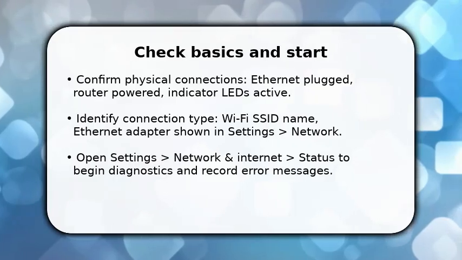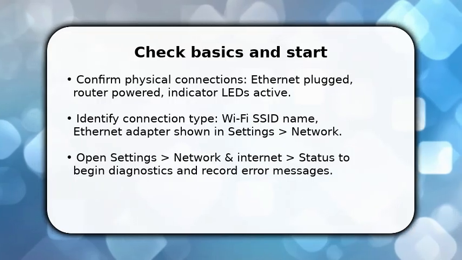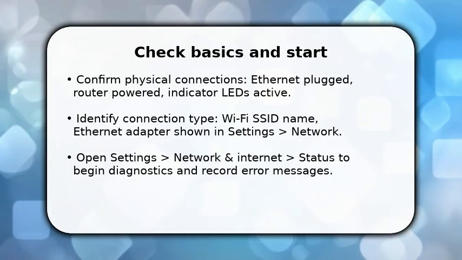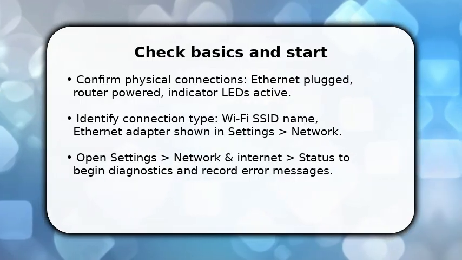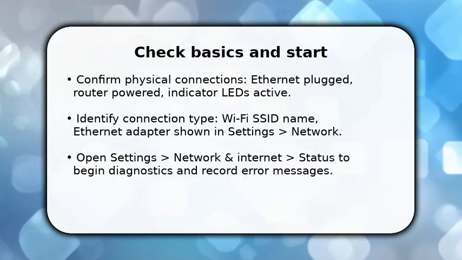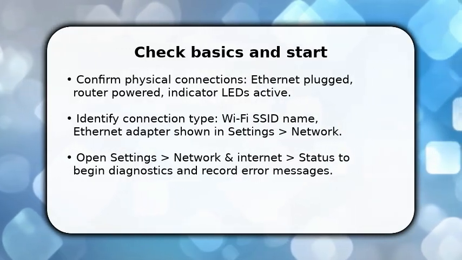You'll start by verifying essentials and capturing the first clues. Check cables and router LEDs. If using Wi-Fi, note the SSID and whether other devices connect. Open Settings, go to Network and Internet and view status. Write down any error codes or messages.